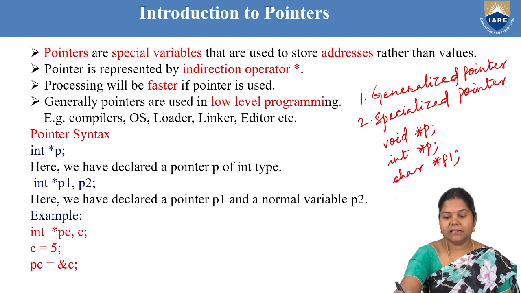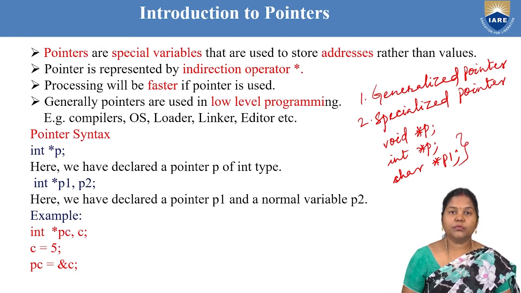That means these specialized pointers are used to hold the address of an integer or character or float, but a void pointer is a generic pointer which can hold the address of any other type of variable. So, whenever you are using a void pointer or a generalized pointer, then there is a process of doing typecasting whenever you are using it to store the address of an integer or character or float and so on.